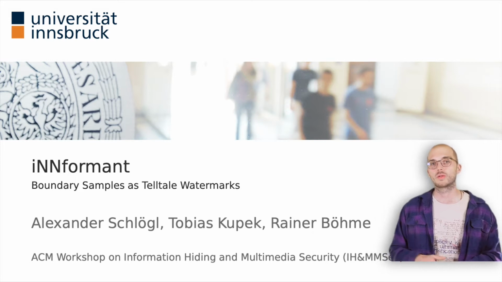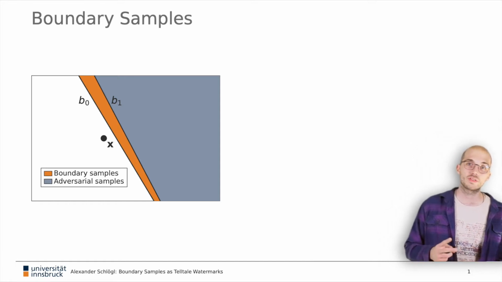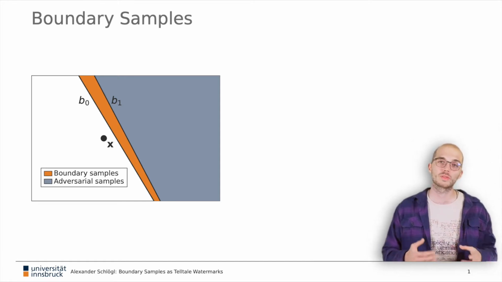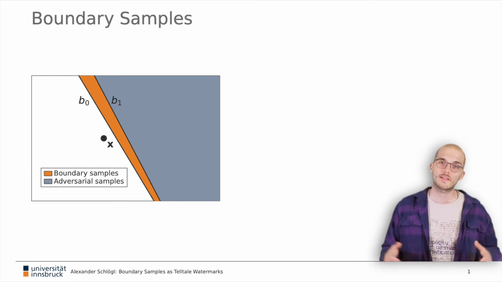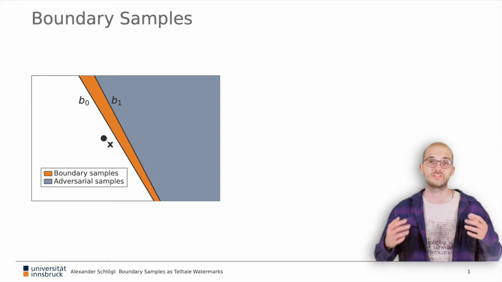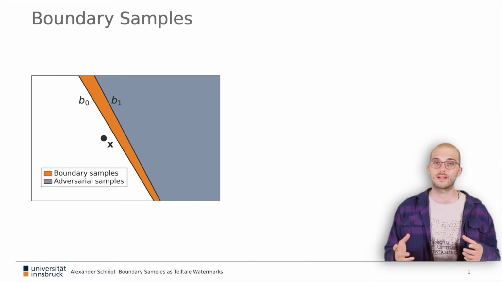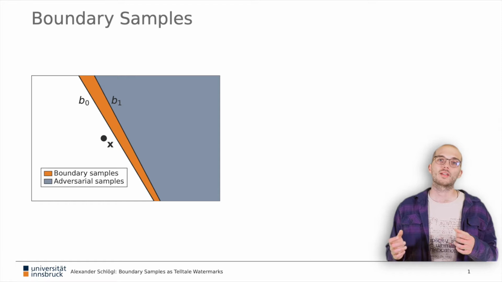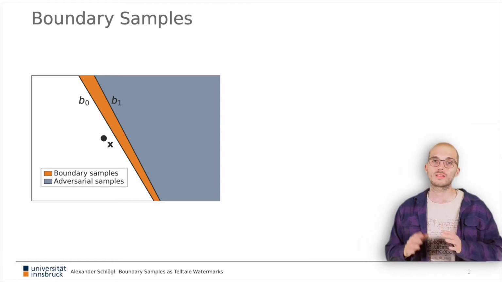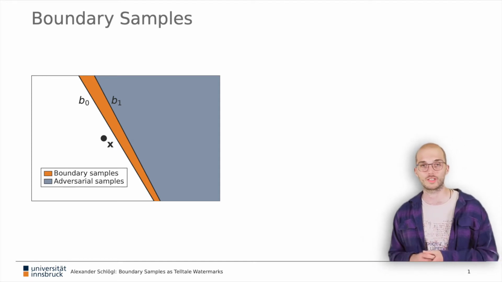Before I tell you how we propose to create boundary samples, I would like to explain the term. In this graphic, we see two decision boundaries B0 and B1 arising from two different microarchitectures. A correctly classified benign sample lies in the white area and is shown here as a dot. For the purpose of adversarial samples, we want to move past the decision boundary in all microarchitectures into the dark blue area in the graphic. For our telltale watermarks, however, we need a sample that lies in the light orange area between the decision boundaries, hence the name boundary samples. Samples in this area result in different labels on different microarchitectures, allowing for identification.